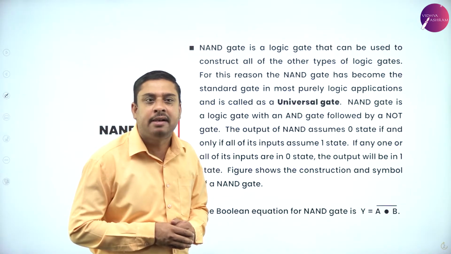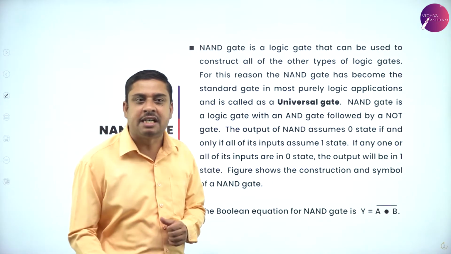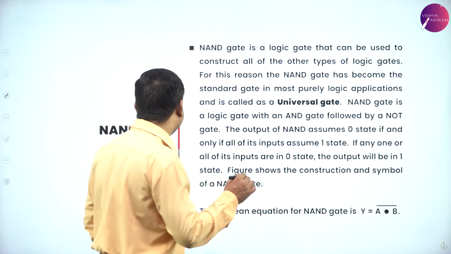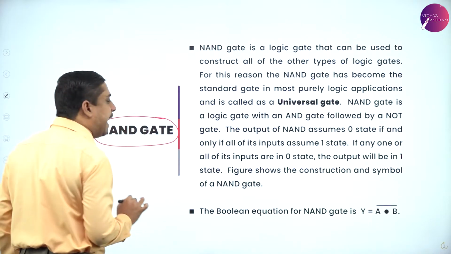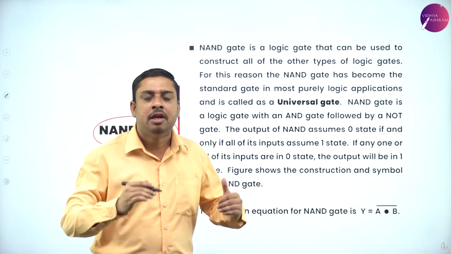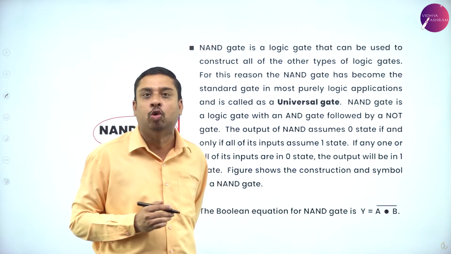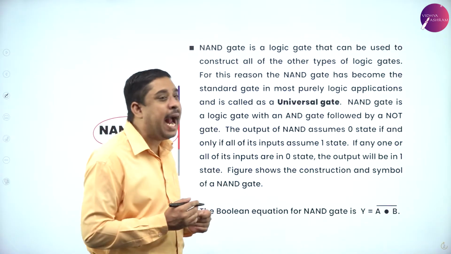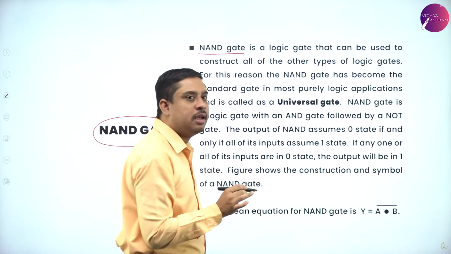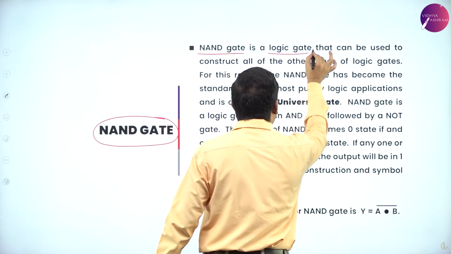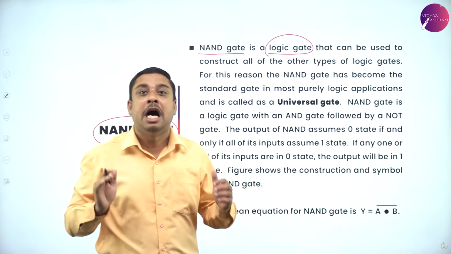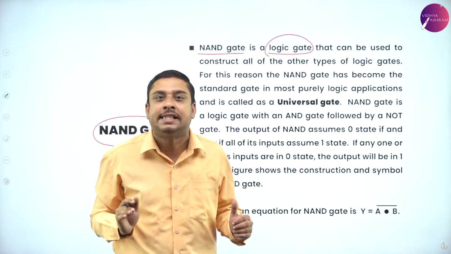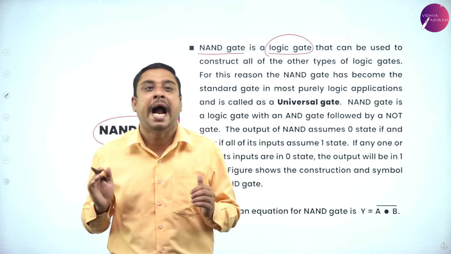today we try to understand something called universal gates. And the first universal gate we understand is the NAND gate. These are the more accomplished gates in use, called universal gates. Now, NAND gate is a logic gate. Again, understand, NAND gate is a logic gate, again something constructed using binary states 0 and 1.